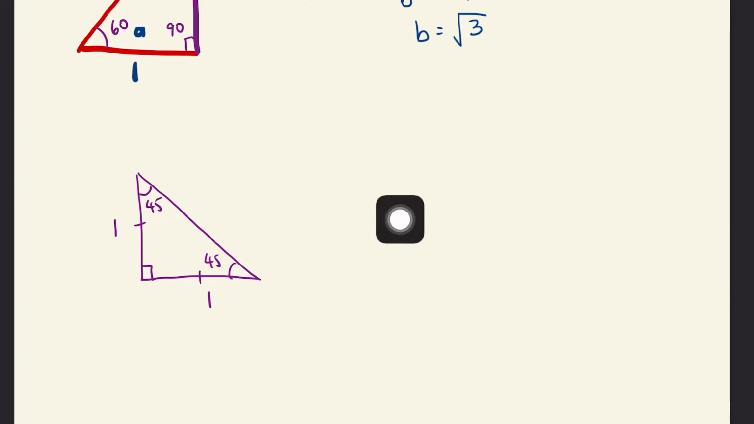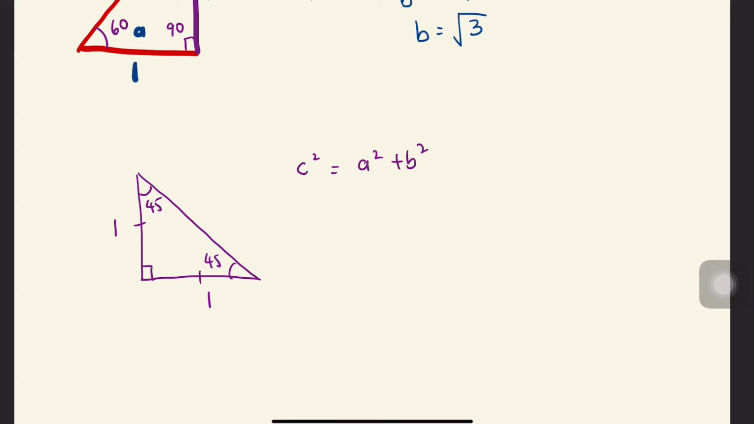Okay, and then the same method. In order to find the hypotenuse, C square is equal to A square plus B square. So C square is equal to 1 square plus 1 square. So C square is 1 plus 1, 2. So C is square root of 2. Boleh?